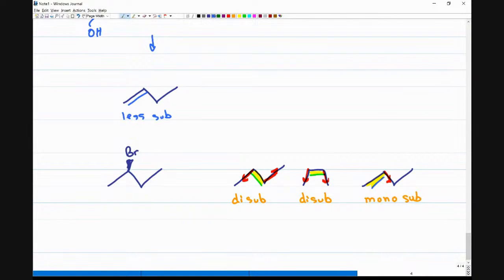When it comes to pi bond stability, the greater the number of substituents is going to give you a more stable pi bond. And so in this case, the more substituted are going to be more stable. This is the least stable. And because it's the least stable, it's least likely to form, making it the minor product.